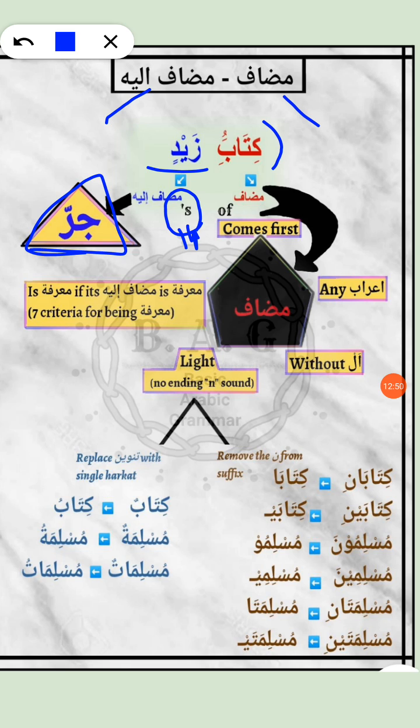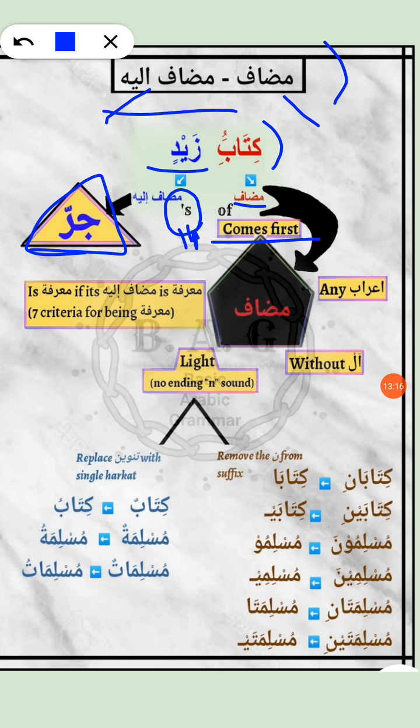Then we are going to focus on our musaf. What's a musaf? Musaf is the ism that comes first in this combo, in this fragment. So you have your musaf ilayh fragment. Just as the name indicates, it's going to come first. What's going to come first? Musaf. So musaf is going to come first, followed immediately by musaf ilayh. That's the first point.